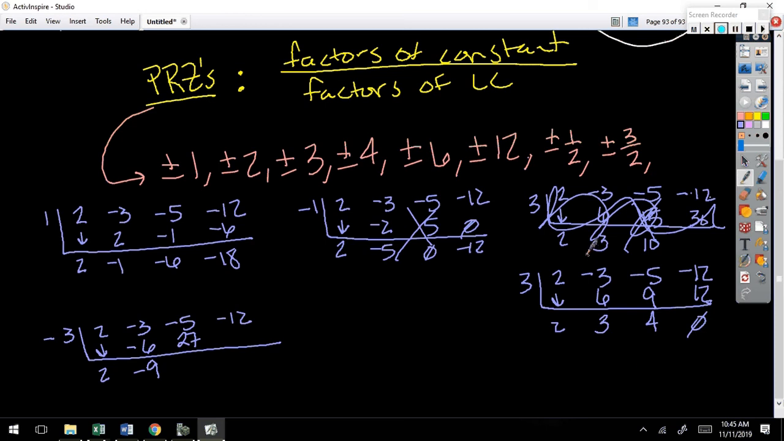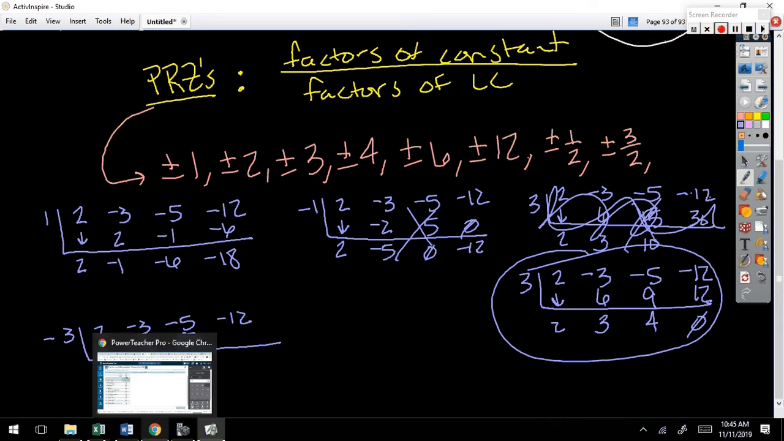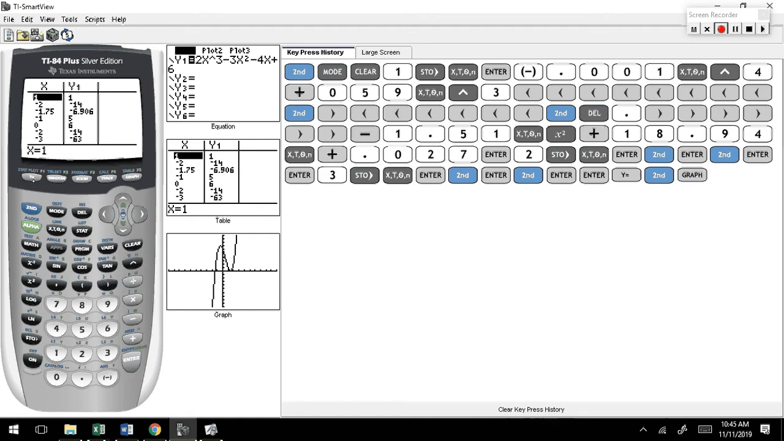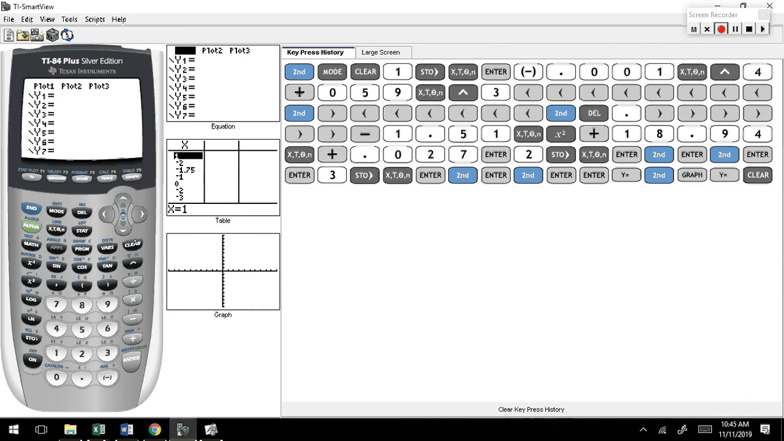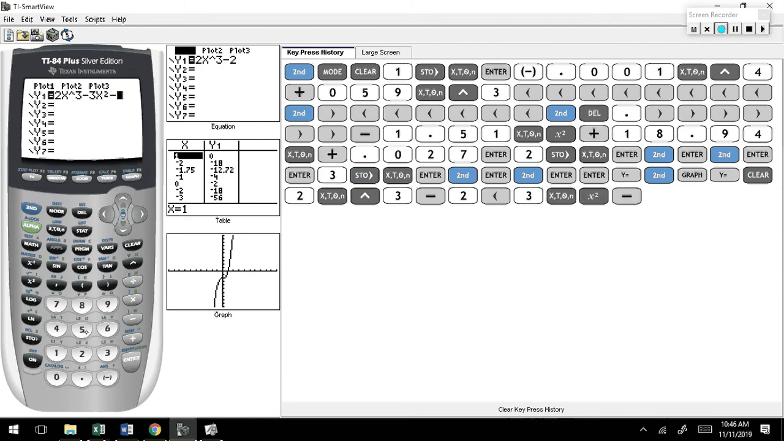How did you get to it? Did you just take the factor of the last number? What's the equation? Give me the equation again. 2x to the third minus 3x squared. Slower. 3x to the third minus 3x squared minus 5x minus 12.